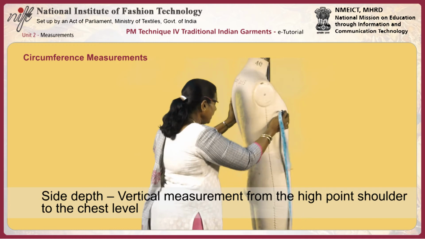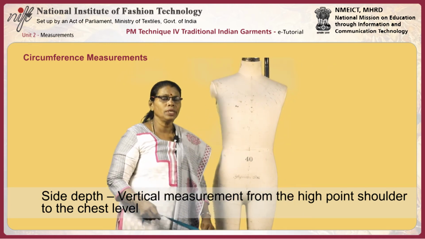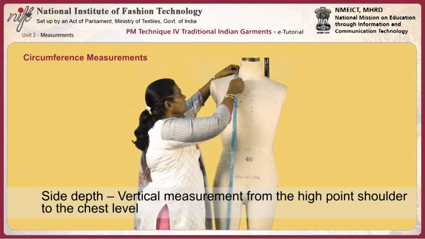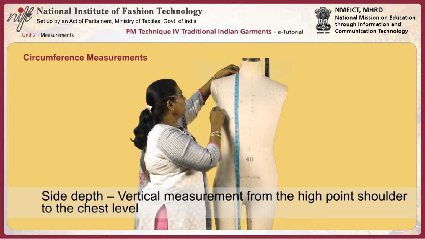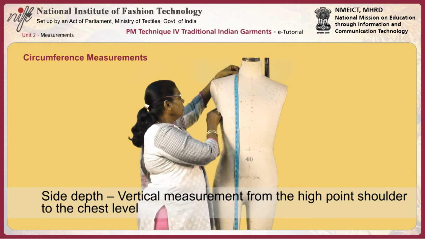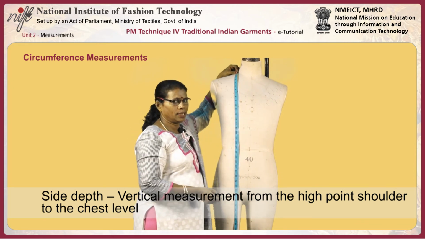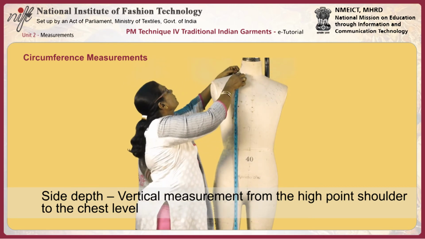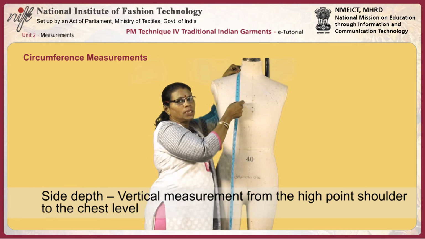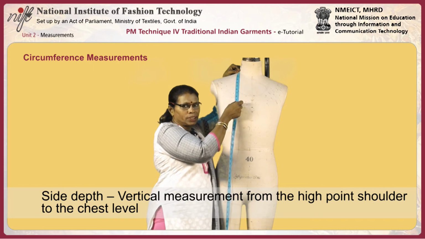Then the side depth. Side depth is the vertical measurement from the high point shoulder to the chest level. So we need to mark a line or fix a tape on the chest line and take the measurement from high point shoulder to the chest level. Vertical measurement is called side depth or high point shoulder to chest level.